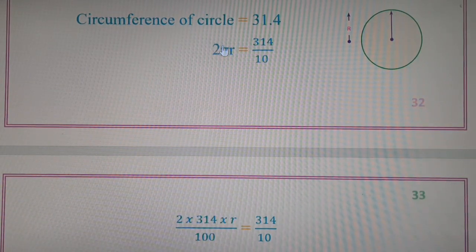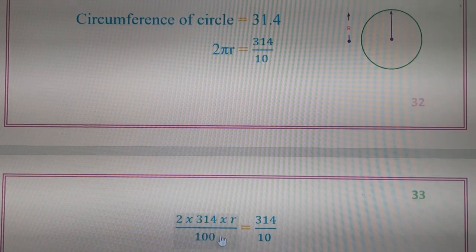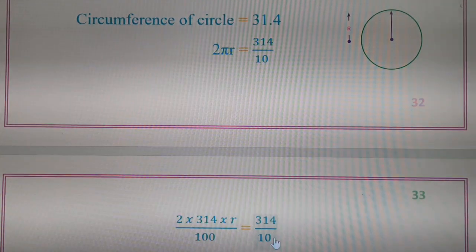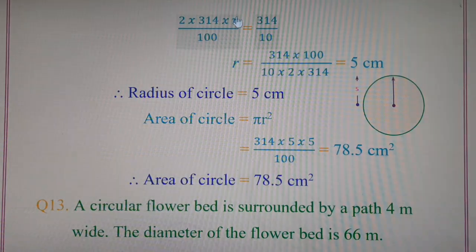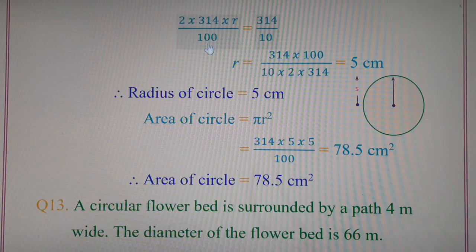That is, between 2 and pi we have to put the multiply sign, between pi and r we have to put the multiply sign, and 314 upon 100 we have to write, and equal to, the answer is 314 upon 10. On the right side we'll copy. Further we solve by keeping the radius alone. Since the unknown variable radius, or the r, is not known, we have to calculate the value of r. We have to keep r alone, and all these remaining numbers we have to transfer to the right hand side along with 314 upon 10.